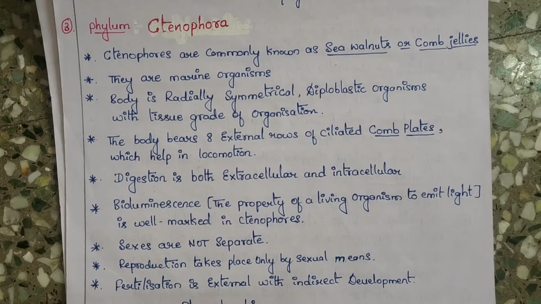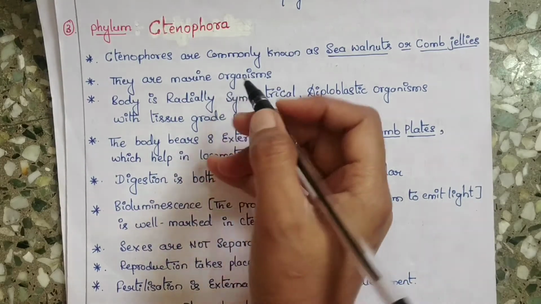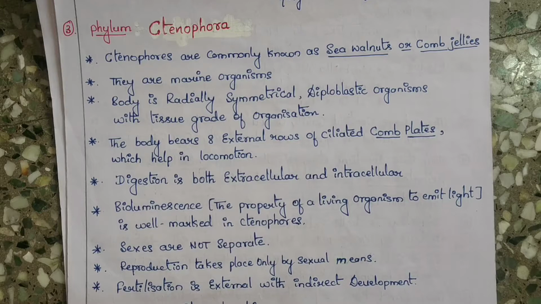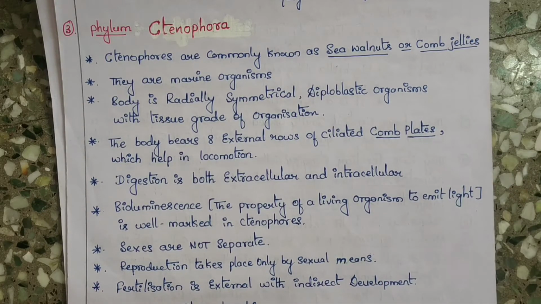And as I am explaining the animal kingdom one by one, today I am going to explain about ctenophores. We know that ctenophores are commonly known as sea walnuts or comb jellies, and they are extremely marine organisms. They are amazing organisms, and their body is very gelatinous, meaning they have a very transparent body.